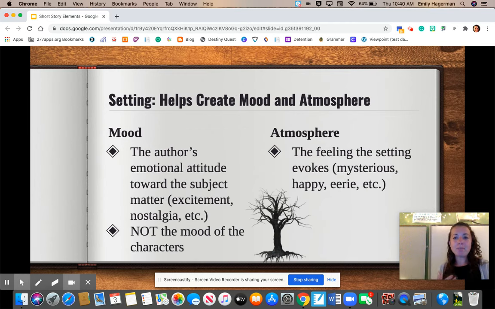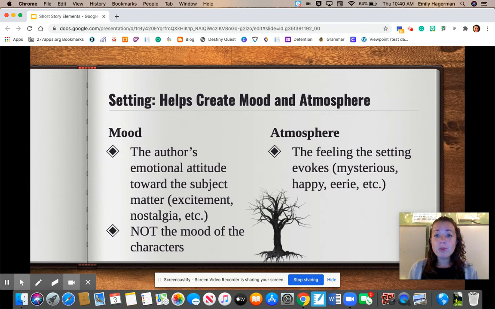Setting really helps create mood and atmosphere. So mood is just the author's emotional attitude towards the subject matter. So maybe the author is writing about a story and you can tell like they're excited about it or they're nostalgic. Nostalgia is like that feeling of thinking about something in the past and going like, oh, that was so nice, right? You've done that. Oh, I remember when we had recess and we played on the playground. I really liked that. Nostalgia.